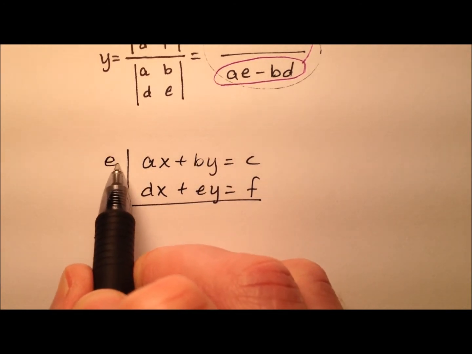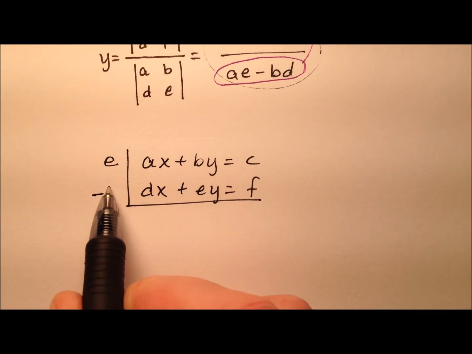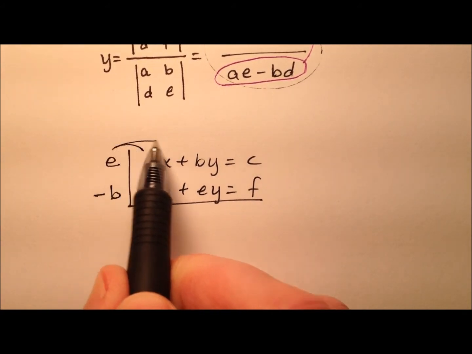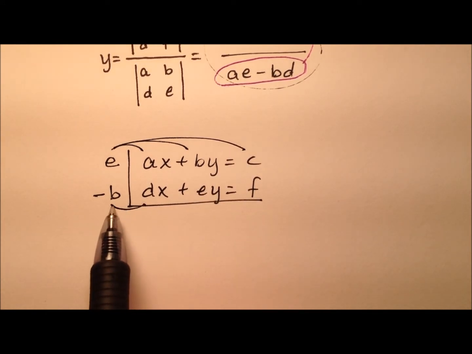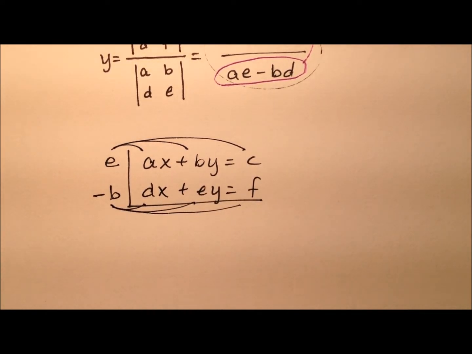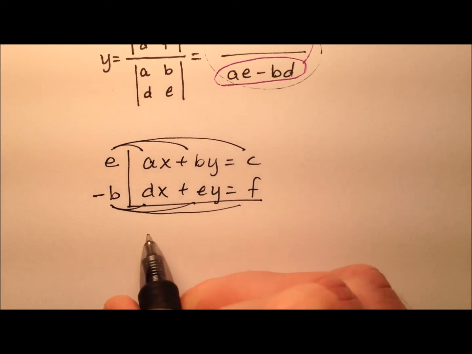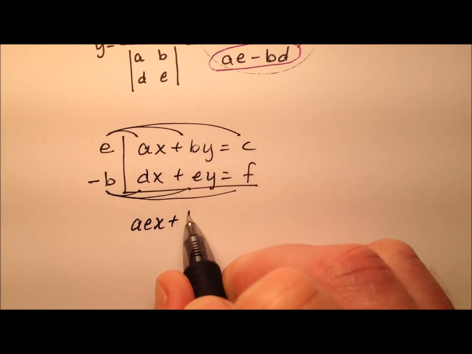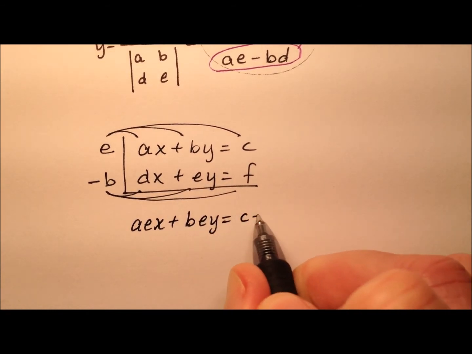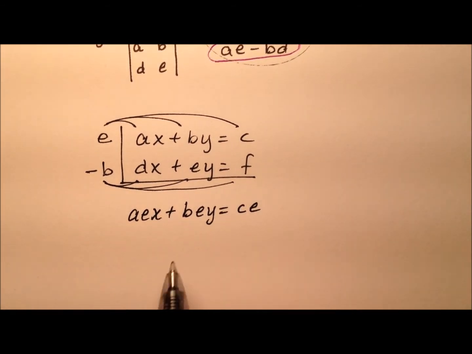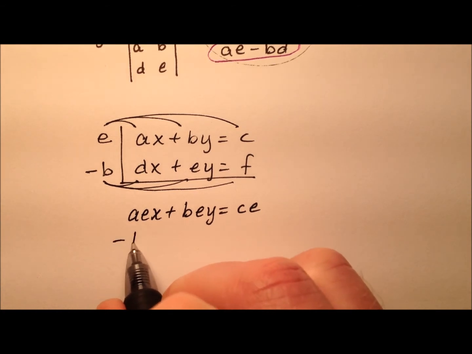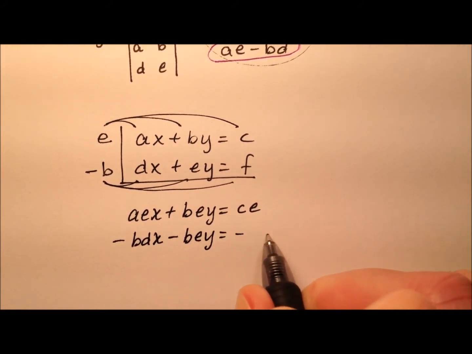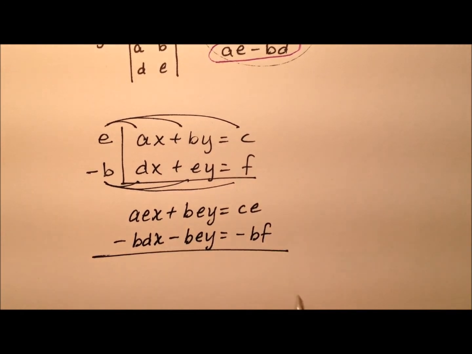So let's solve for x first, and we'll solve for x by eliminating the y's. So let's multiply this top equation by e and the bottom equation by negative b. So when I multiply through by the e and multiply through by the negative b, I'm going to scale both of these equations. So it looks like I have aex plus bey equals ce. And similarly on the bottom I'll have negative bdx minus bey equals negative bf.